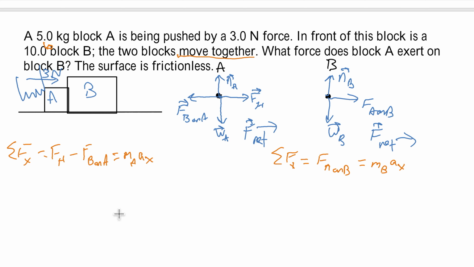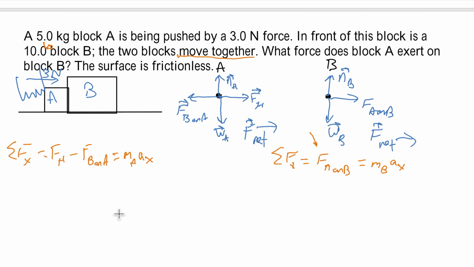Okay, so now what we can do is, it says, what force does block A exert on block B? So what are we looking for? Yeah, we're looking for FA on B. We're looking for this guy right here. All right? Do I know the mass of B? Yes. Do I know A sub X?